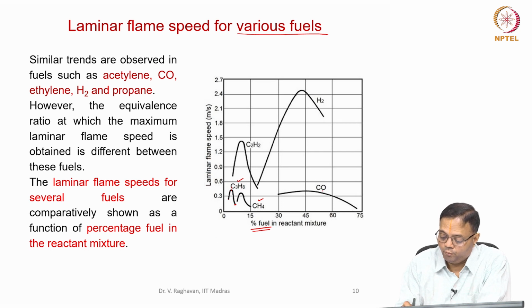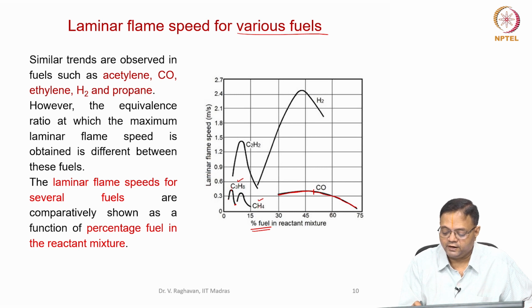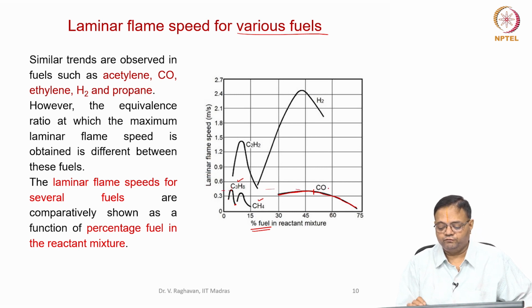When you take CO, you will again see that on the lean side, from a low value it increases and attains a maximum at a particular value, which is a richer value, and at further richer equivalence ratio, the flame speed drops. And for C3H8, CH4 and CO, the maximum values are of the same order, say 0.4, 0.42, something like that.